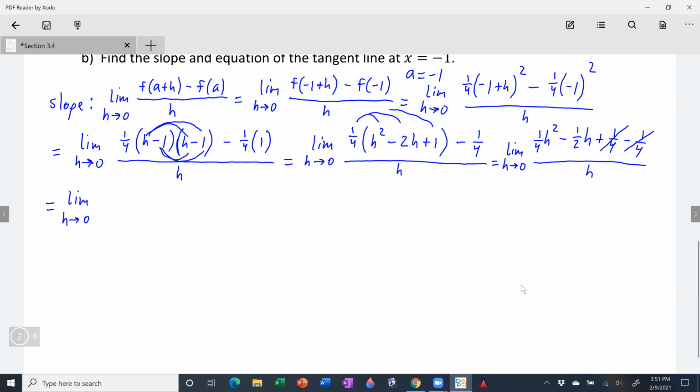Okay, and so notice that those 1/4 cancel, and so all that's left on top are things that have an h in it. And remember, the whole goal is to see if we can get this to factor and cancel and get rid of that h divide by 0 problem.